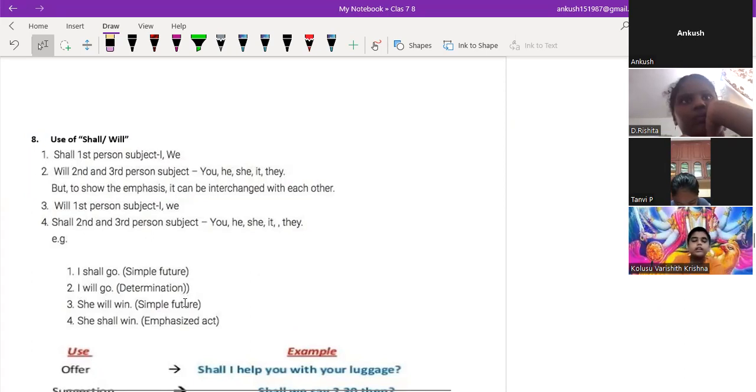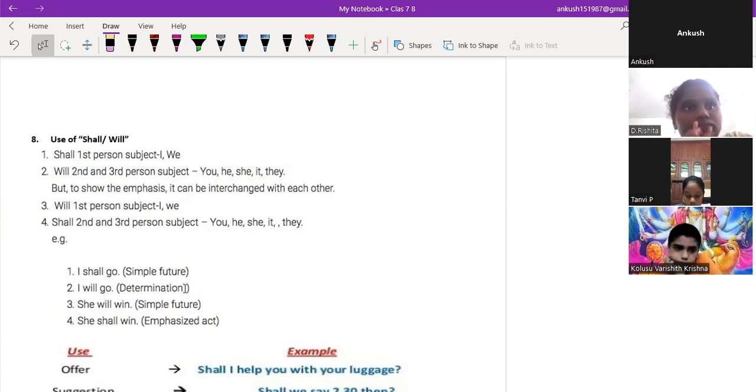Sir, can I read? Let me explain, Varshit, because we are lagging behind a lot. Actually our syllabus is lacking there. So please, we will complete first and afterward I will give you the opportunity to read.